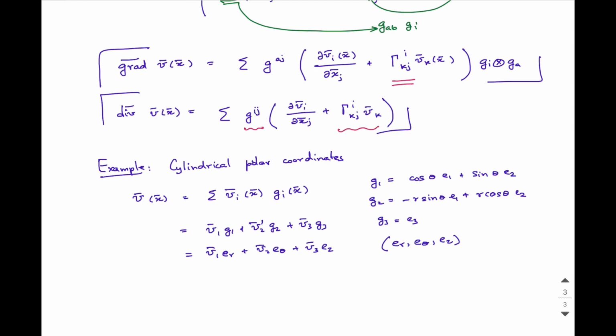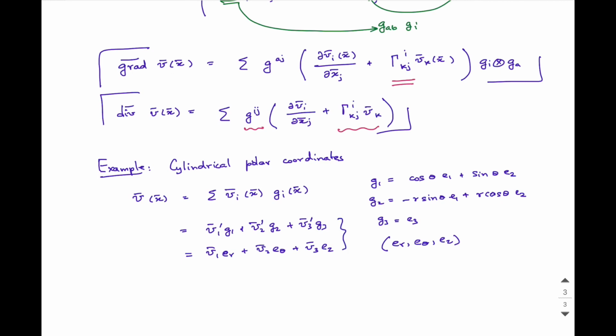Now if I write it like this, then it's immediately obvious. Let me put a dash over here just to give the components with respect to g1, g2, g3 as V1 bar dashed, V2 bar dashed, and V3 bar dashed. And the components with respect to e_r, e_theta, and e_z are V1 bar, V2 bar, and V3 bar.